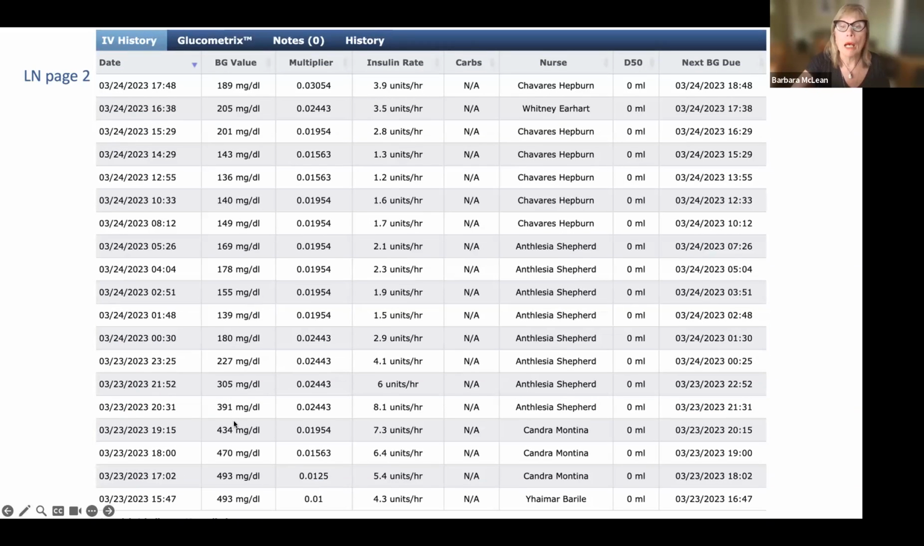This was really a beautifully managed patient that started with that low multiplier, and the multiplier kept going up and up and up. And then we finally get that patient under control, and our insulin rate is down, and then the blood glucose goes up again. And Chavi did a fantastic job. He was really staying right on time with his blood glucose measures, and that really is very, very helpful when we're looking at our patients.